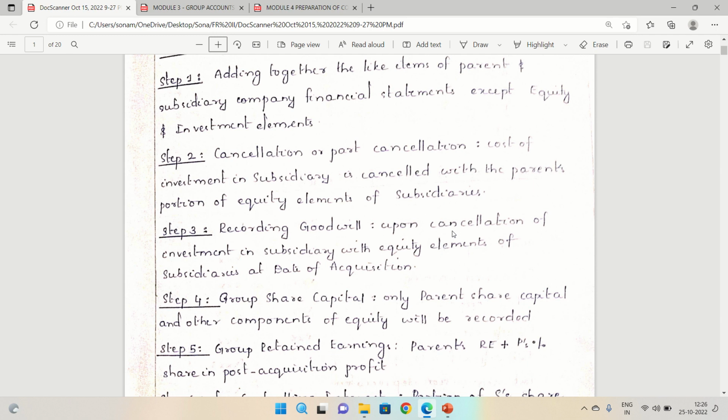That means, for example, the question will be like this. Parent company controls 80% of the subsidiary company. That means 80% of the share capital of the subsidiary company is controlled and owned by the parent company, right? So that is related to step 2. The cost of investment in subsidiary will be cancelled with the parent's portion of equity elements. We'll see that. Don't worry.